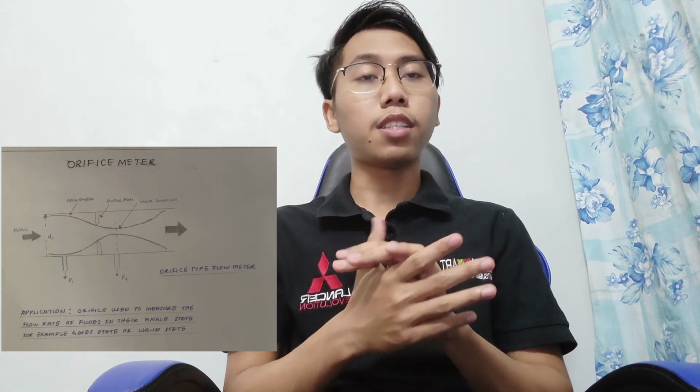The orifice meter is used to measure the flow rate of fluid in a single state, such as a gaseous state or liquid state. It can also be used to measure the flow rate of fluid in a mixed state, both gaseous and liquid, such as wet steam or natural gas with water. The orifice meter is utilized in many industries, such as water treatment plants, natural gas industries, refineries, and petrochemical plants. So many industries apply the orifice meter in their applications.